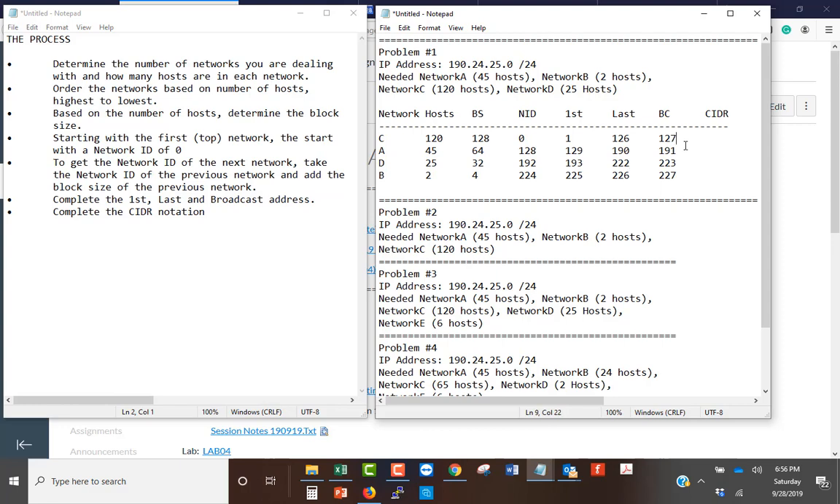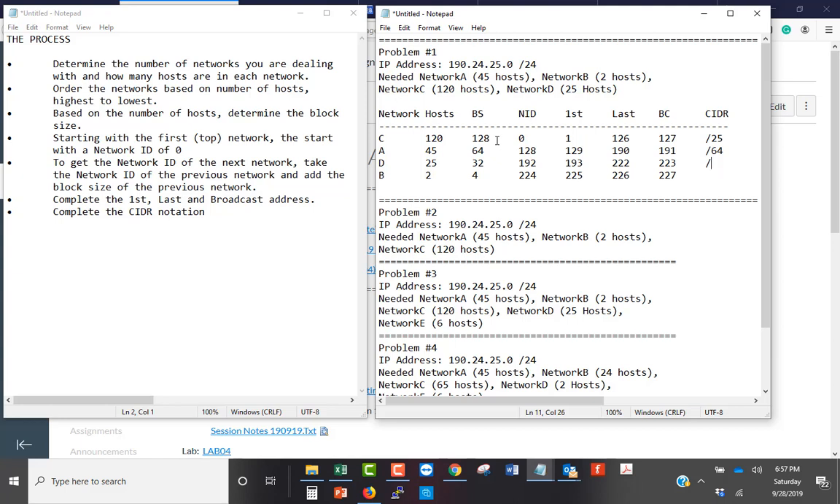CIDRs. So how many bits did we need for the 128? We're going to have a /25. For the 64, you need a... For the 192, which is 2 bits, or the 32, that's going to be 3 bits.